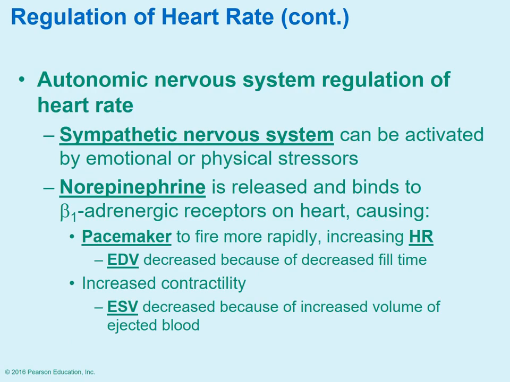So the autonomic nervous system, remember the sympathetic nervous system can be activated. That's when you're under stress, that fight or flight. And what happens, it releases norepinephrine, which is going to then bind to receptors on the heart, and it can trigger the pacemaker cells to start basically firing rapidly. That's going to increase the heart rate.